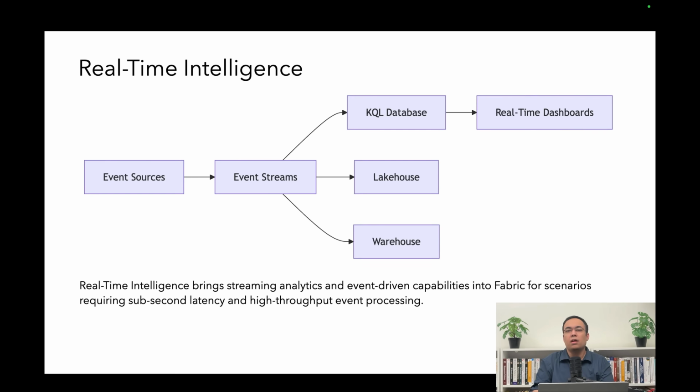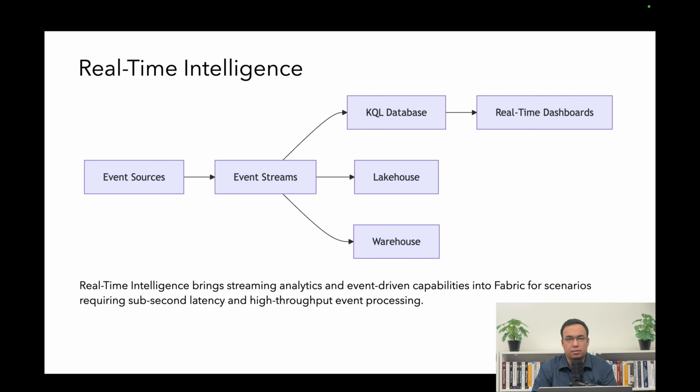Now let's move into real-time intelligence, which brings streaming analytics and event-driven capabilities into Fabric. Real-time intelligence is designed for scenarios requiring sub-second latency and high throughput event processing. This is for use cases like IoT telemetry, application logs, clickstream analytics, financial trading data, or any other scenario where you're dealing with a continuous stream of events and need to analyze them in real time.